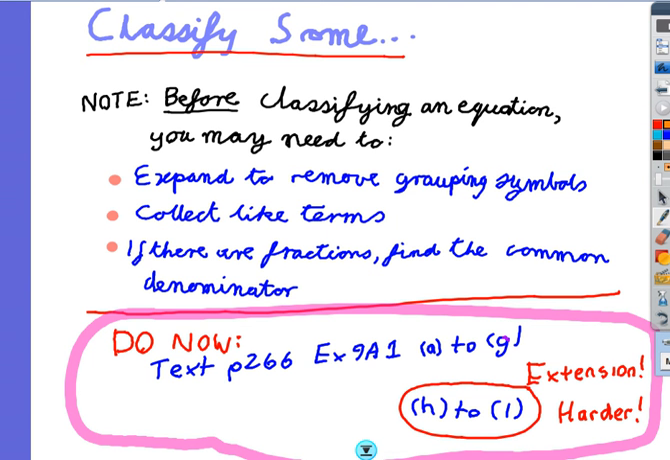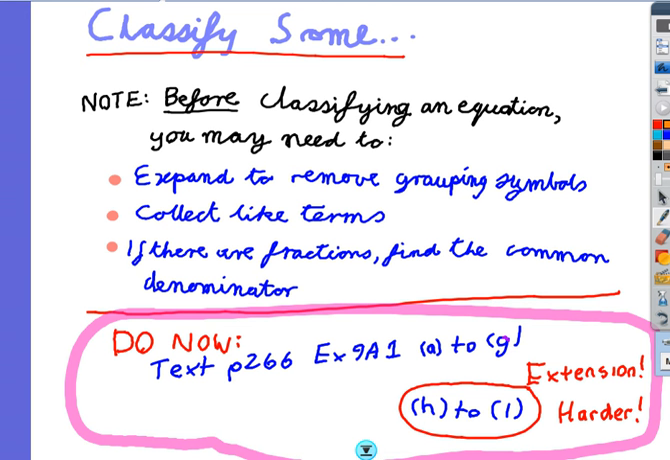Before you're classifying an equation, you may need to expand what you see to remove any grouping symbols, collect like terms. For example, if you have 2x and 3x, then you sum it up on the same side, if it is on the same side, into 5x. And then if there are fractions, you won't be seeing too many of those, but you might find some in the harder questions. Find the common denominator as usual.